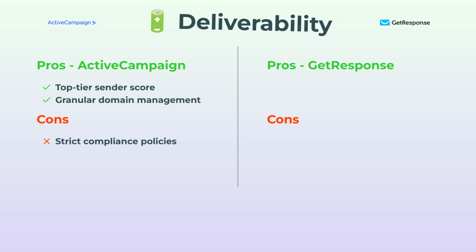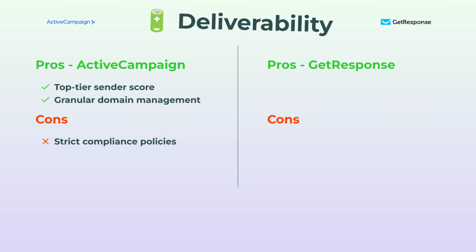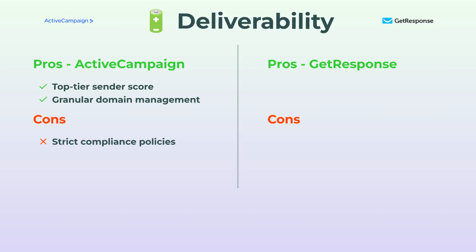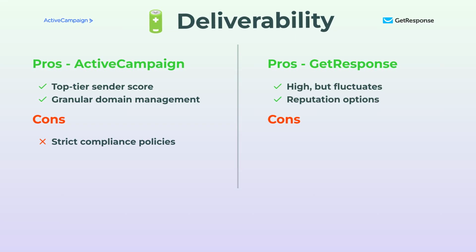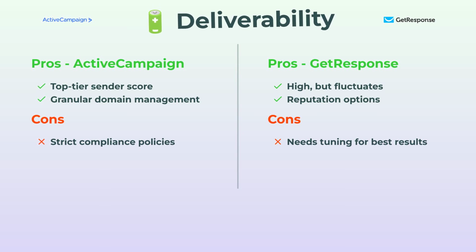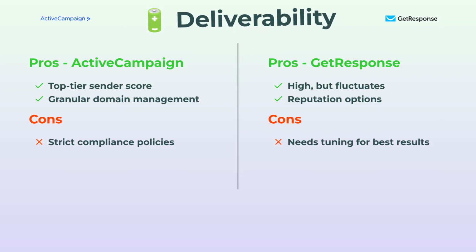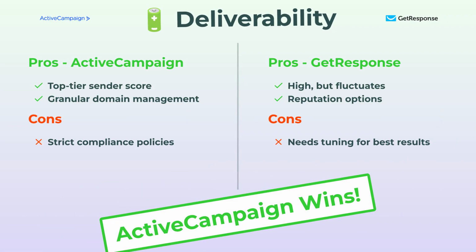Because if your emails never get seen, what's the point, right? ActiveCampaign is legit top tier here, with a strong sender score and, seriously, their domain management settings let you get super granular. Downside? They play by pretty strict rules, so keep it clean. GetResponse? They've got good deliverability too, but sometimes it can swing a bit. They'll give you options to manage your sender reputation, but you might have to tinker to keep your numbers high. For reliability, though, ActiveCampaign gives you that little extra edge.